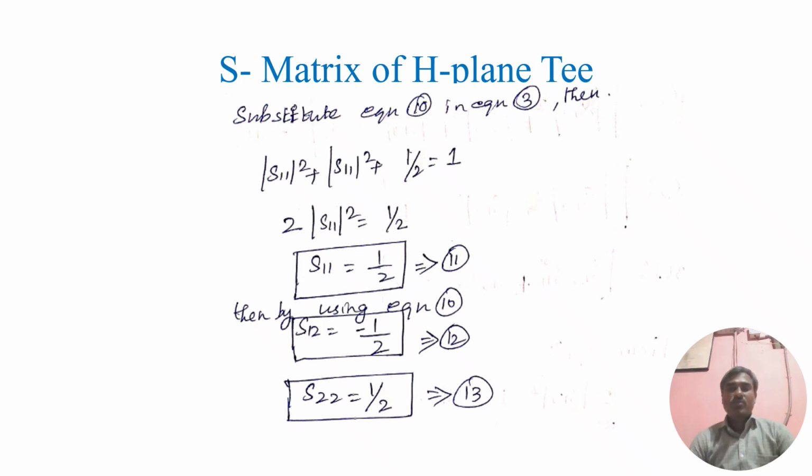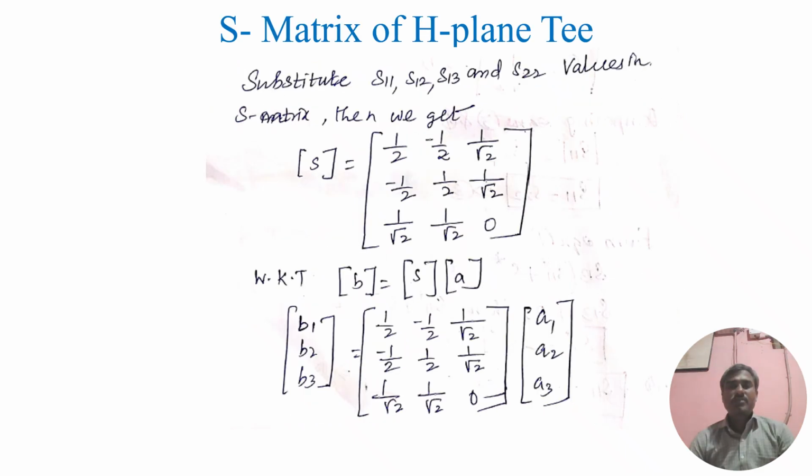S22 equal to S12 as shown in equation number 13. By substituting S11, S12, S13 and S22 values in the initial scattering matrix, we can get the numerical values of the scattering coefficients of the H plane T.